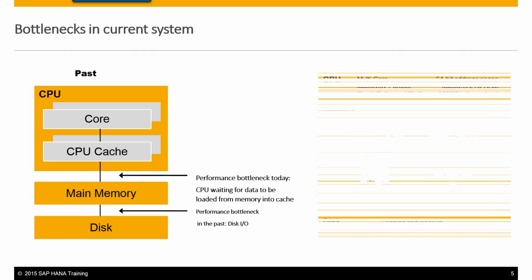100 GB of speed. And we know, when it comes to SAP HANA, a single node can hold 12 terabytes of data. So that is how the current hardware has changed.